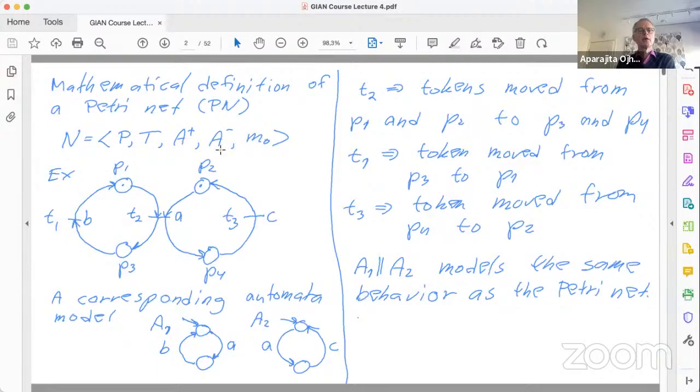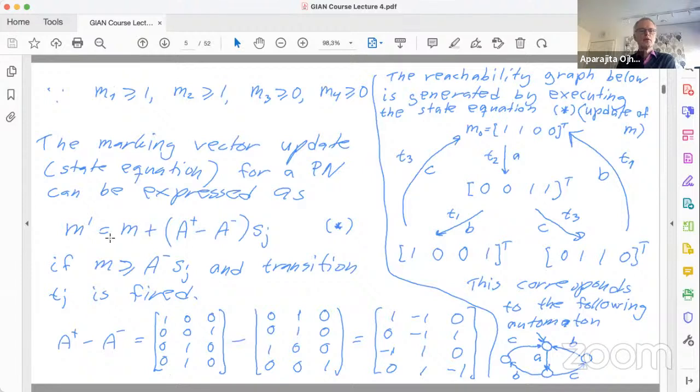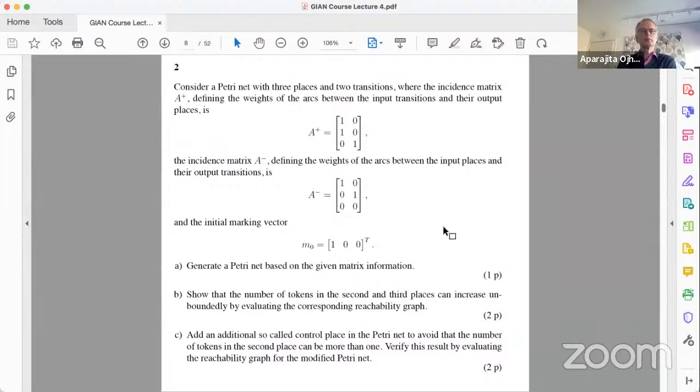especially these A+ and A- matrices, which means that you define the input and output places to the different transitions, and there is a specific equation here which updates the marking vector. So what I would like to show you now is an example where I give them A+ and A- matrices and also the initial marking, and then we should generate a Petri net based on this.